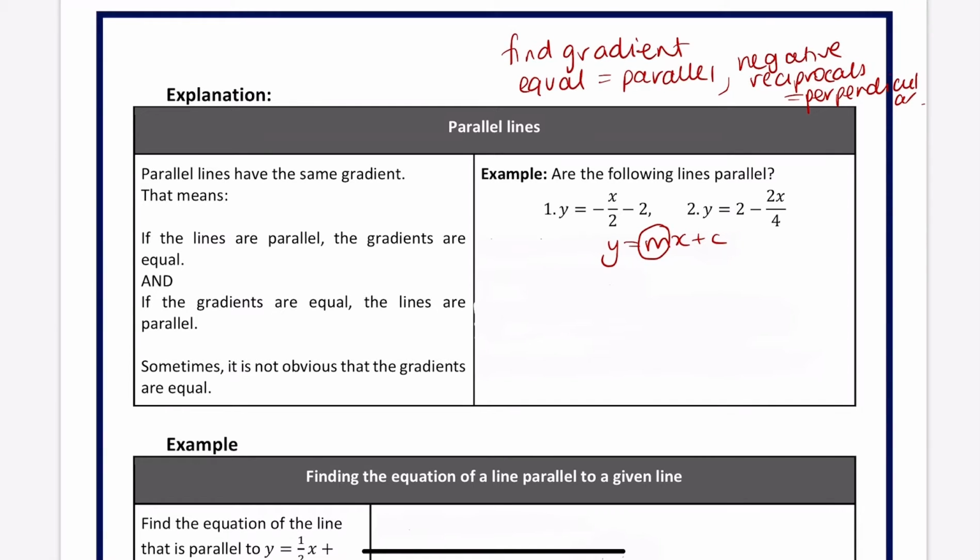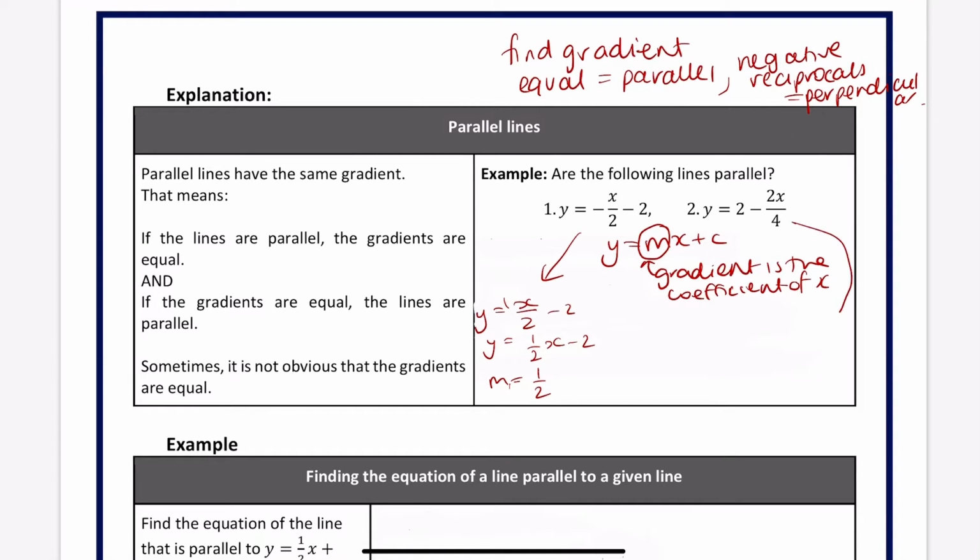Okay, so the gradient is the coefficient of x, or the number in front of the x. Okay, so the number in front of this one, y equals minus x over 2 minus 2, is actually minus 1/2. So we can write this as minus 1/2 x minus 2. So our gradient in this case is negative a half.